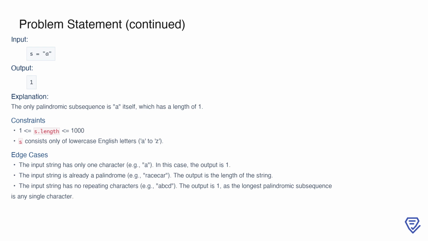If the entire string is already a palindrome, such as S equals Racecar, the output will be the full length of the string, because the entire string is the longest palindromic subsequence. On the other hand, if the string has no repeating characters, like S equals ABCD, the output will be 1, as the longest palindromic subsequence in this case would be any one of the individual characters.